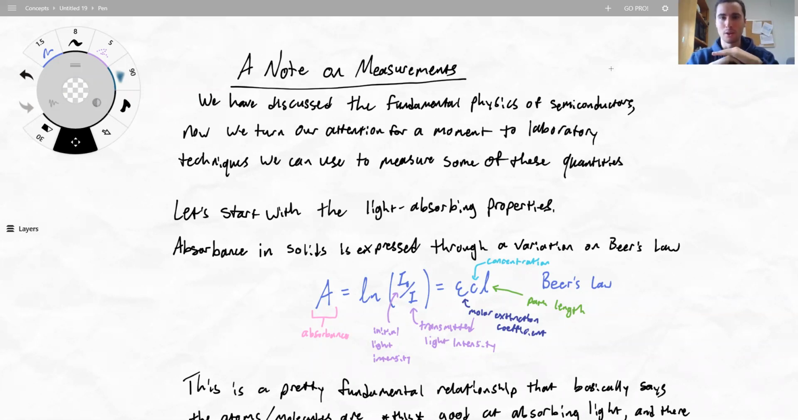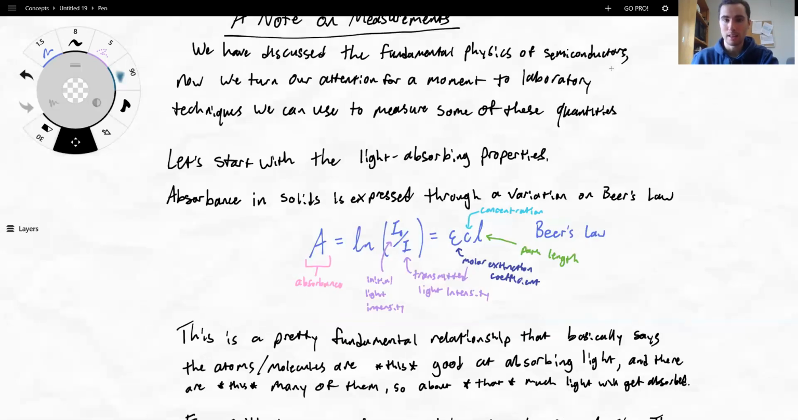My plan here is to go through a couple of different measurement techniques that have been used to look at some of these different quantities. So hopefully we get a better understanding of what a laboratory experience is actually like doing semiconductor measurements. So the first thing I think that's easiest to talk about is the light absorbing properties, the spectroscopic properties of semiconductors. So you're probably familiar with this. I know we've talked about this in the recitation, but we'll just go through it anyway.